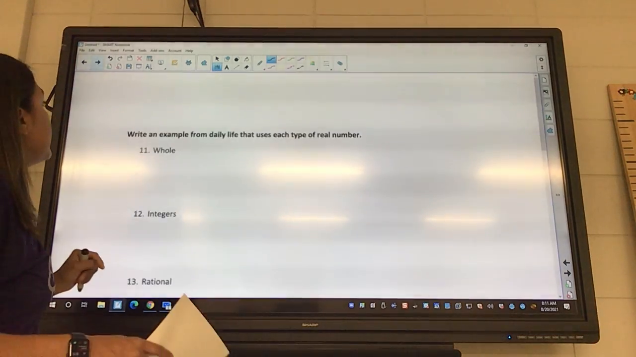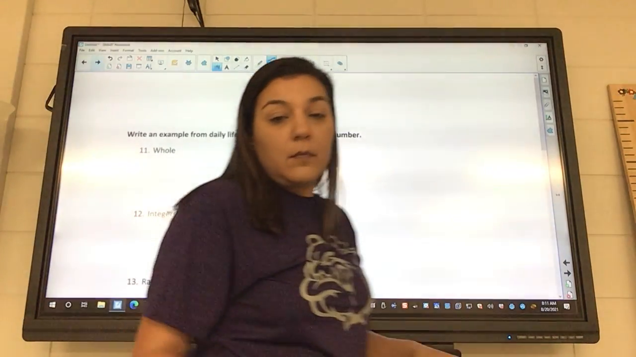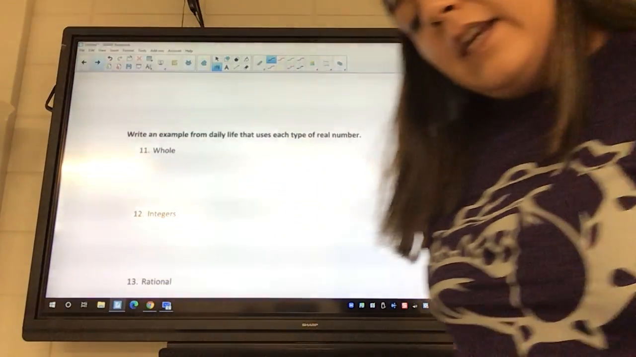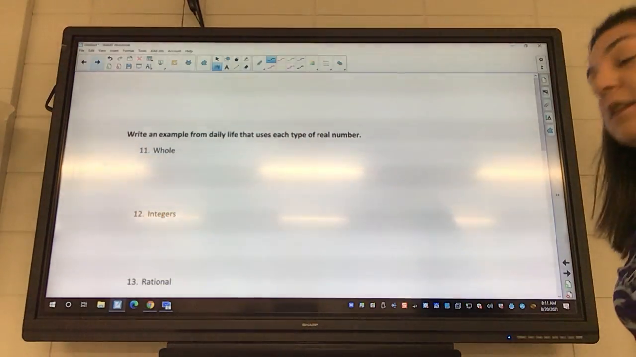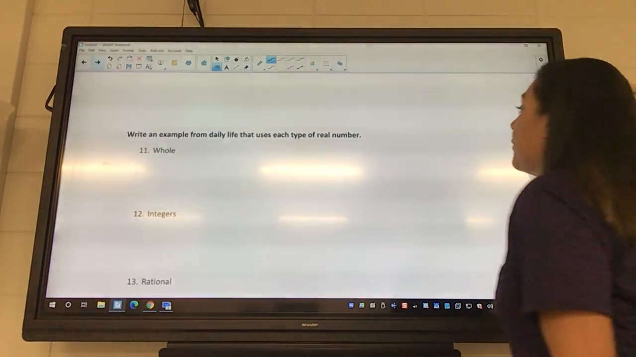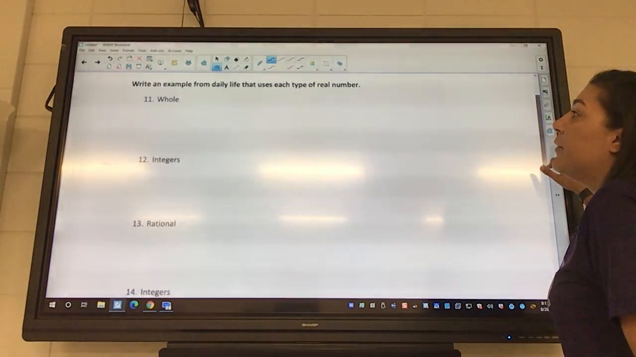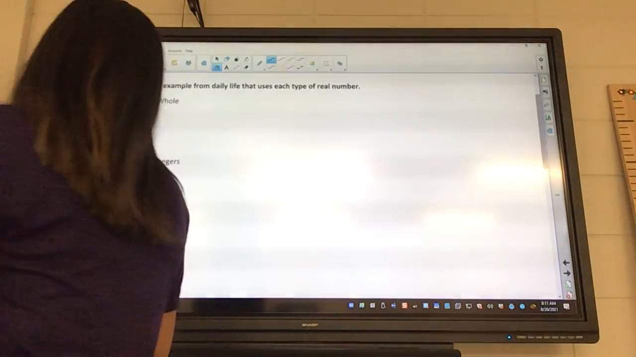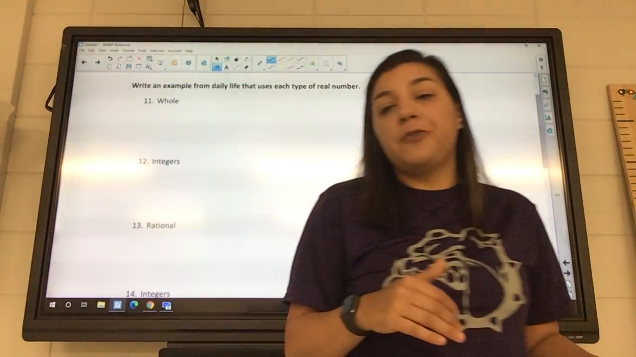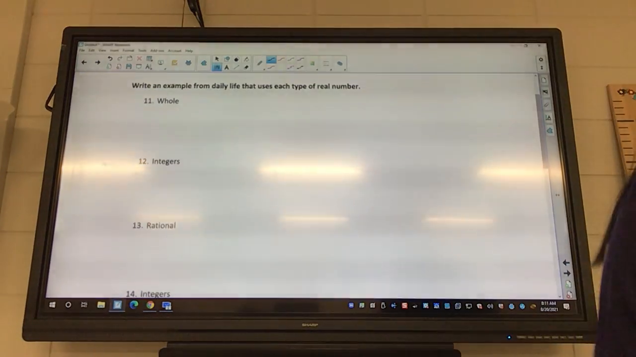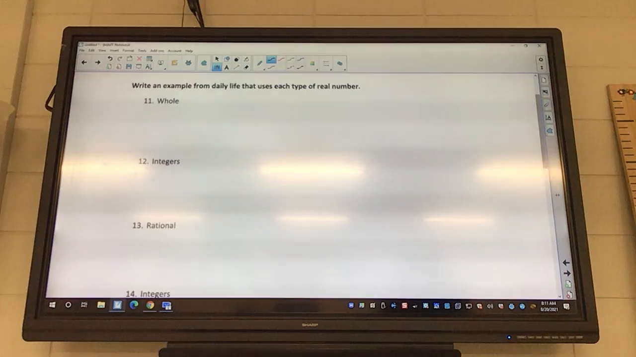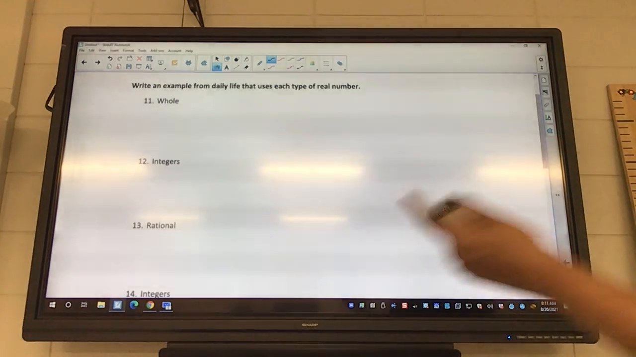Look at your next page. The last one, it just wants you to list, and I'm going to do the top 3, and you guys do the bottom 3. Write an example from daily life that uses each type of real number. Remember, all numbers are real numbers. So we have a whole number. What are whole numbers? Look at your sheet. Are they positive, negative, zeros, what? 0 and positive.